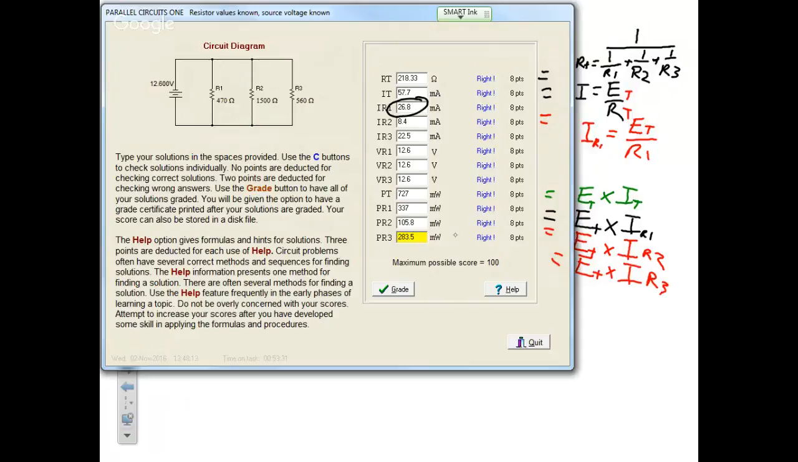Now, how would I double check these answers? It's showing us how we can do that as we check individually. PR1 plus PR2 plus PR3 equals power total, right? If we add all those up, they should equal 727 milliwatts.